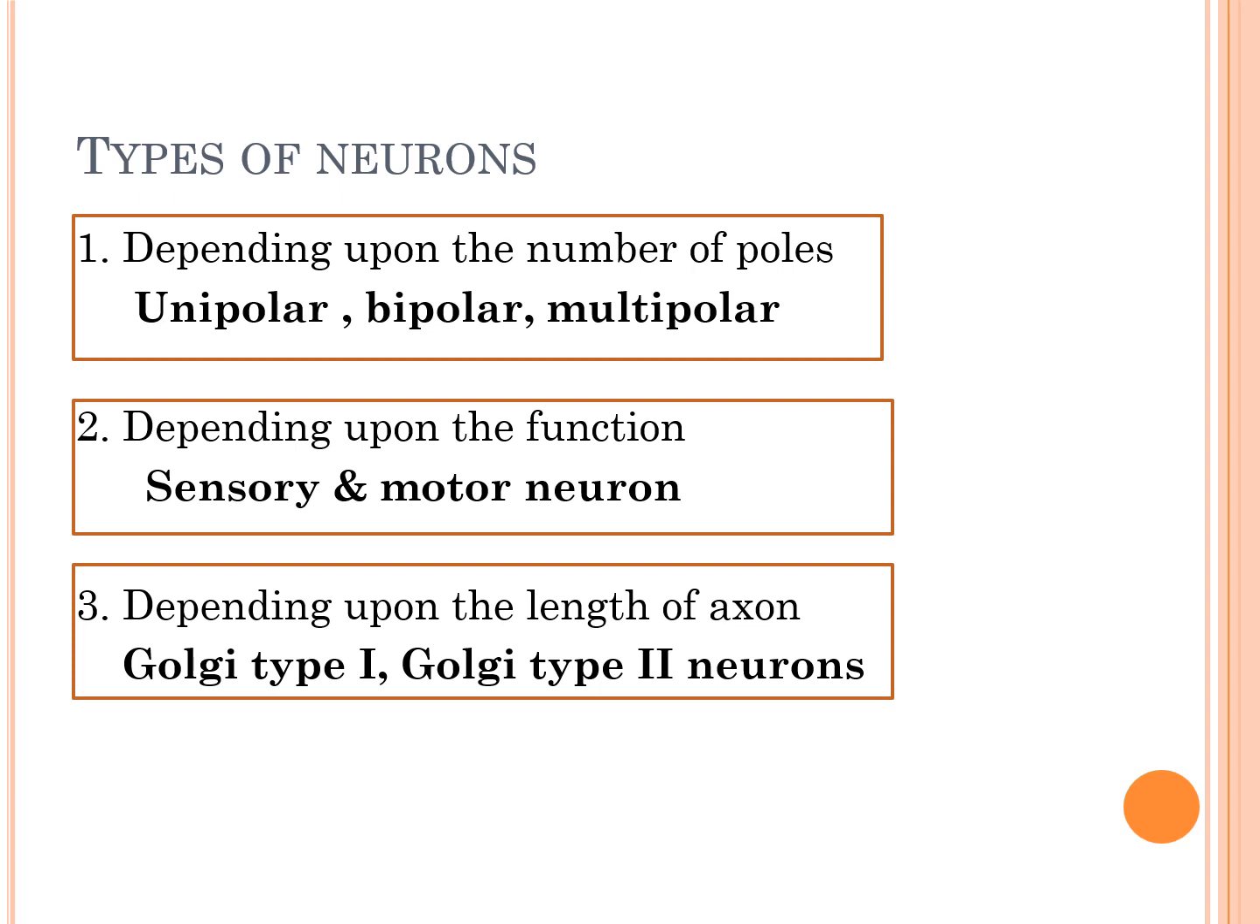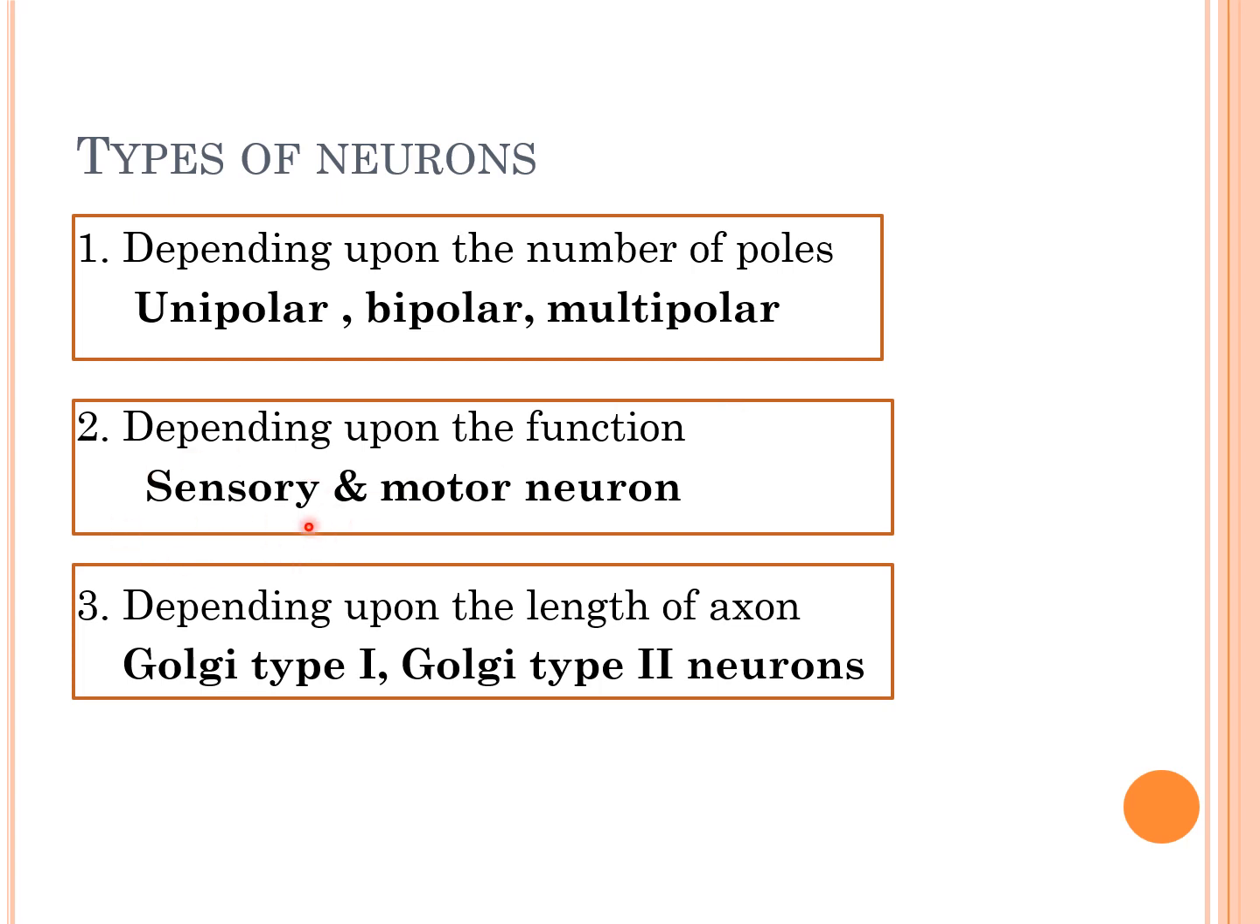Coming to the different types of neurons, I told you about the spinal motor neuron, which we saw in the first slide, a typical structure showing the neuronal parts. The spinal motor neuron is a multipolar neuron. Based on the number of poles, we can classify neurons into unipolar, bipolar and multipolar neurons, and depending upon the function, into sensory neurons and motor neurons.